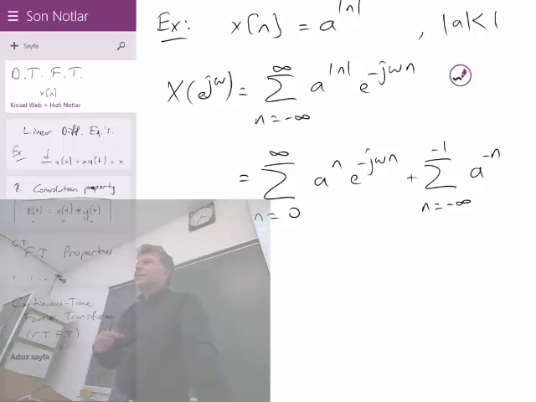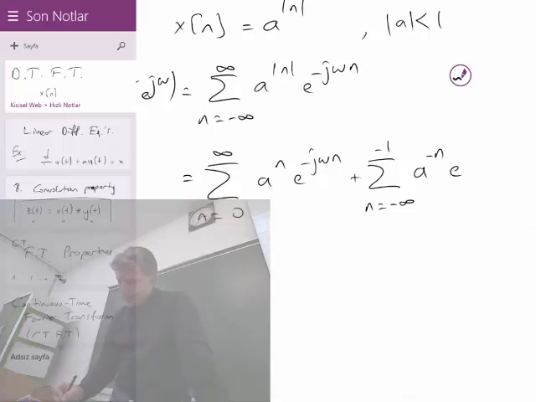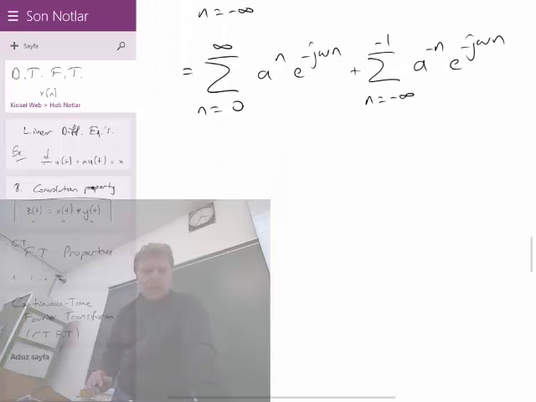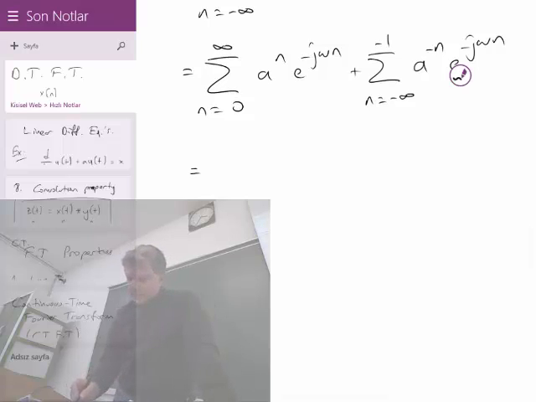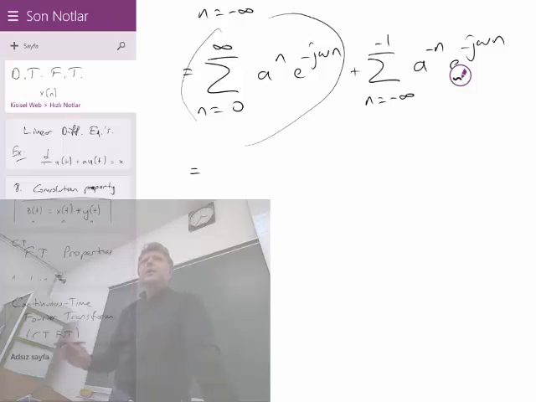The absolute value of n for negative n is minus n, so we have e to the minus j omega n from the formula. So we have to split this summation into two parts corresponding to positive and negative n regions, and then continue. The first part is something that we have already covered. It's the answer to the first question, the top question. So the answer is 1 over 1 minus a e to the minus j omega.